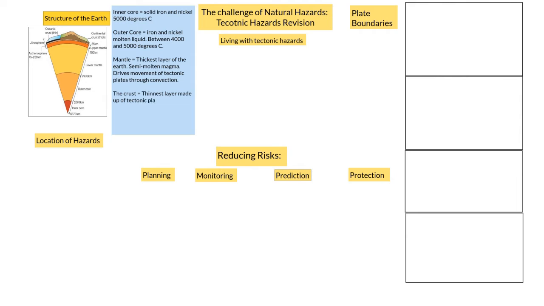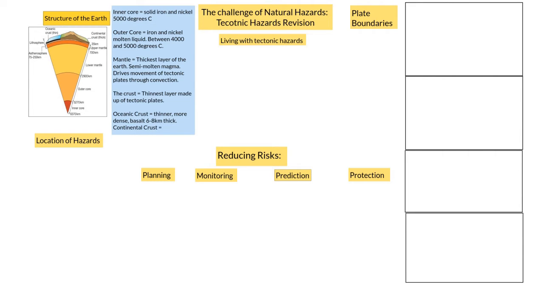Now there are 2 types of crust that we see, and the first type is oceanic crust. Now this is thin, it is more dense, and it is made of basalt. Our second type of crust is continental crust. Now continental crust is pretty much the opposite. It is thick, it is less dense, and it is made of granite.